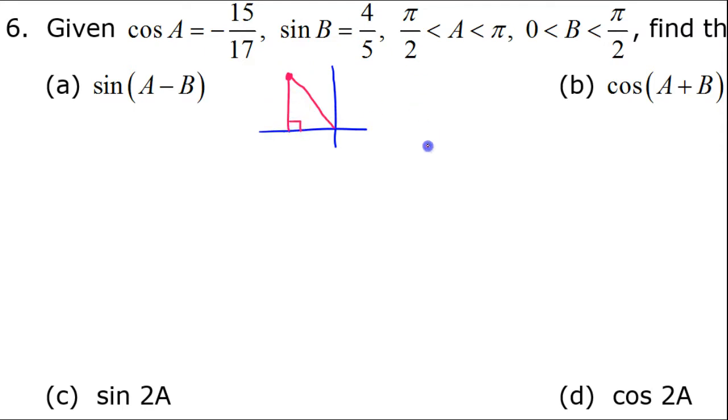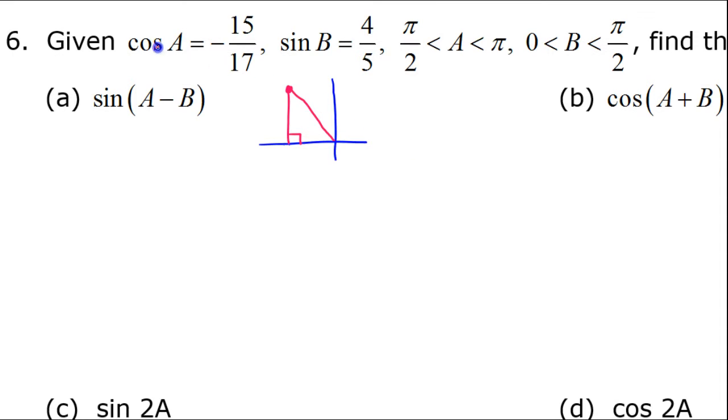Okay, and for angle A, they gave us the cosine. So we know that cosine is the x value divided by the radius. Now the radius, which must be 17, is always positive. So that means this negative sign really belongs with the 15. So negative 15 is my x value. So I'll put that negative 15 right there.